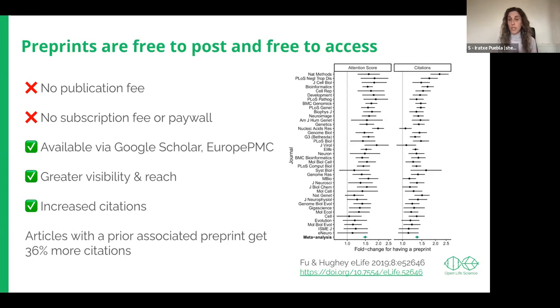There have been a number of studies that have looked at the relationship between the presence of a preprint and the citations on the eventual journal publication for the same work. They consistently show that when there is a prior associated preprint for that work, the actual journal publication attracts more citations. Essentially, you've given a head start to other researchers to build on your work.